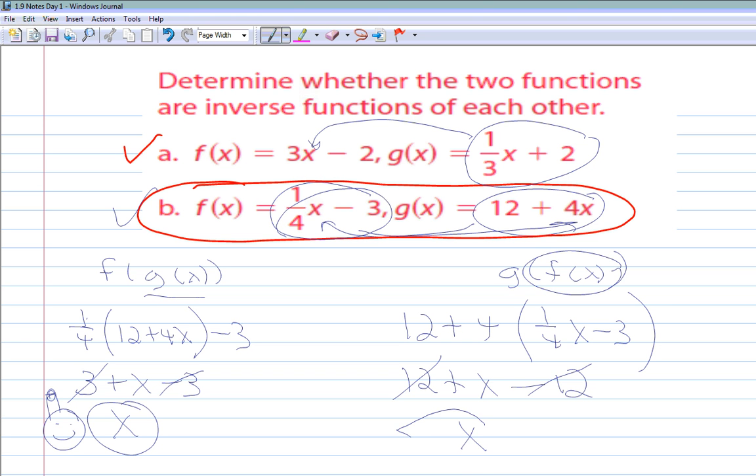I believe then our party guy deserves a party girl. So we got a little party girl going on here, party hat. All right, so go Bearcats. So because they both came out to be just x, they are inverses of each other.